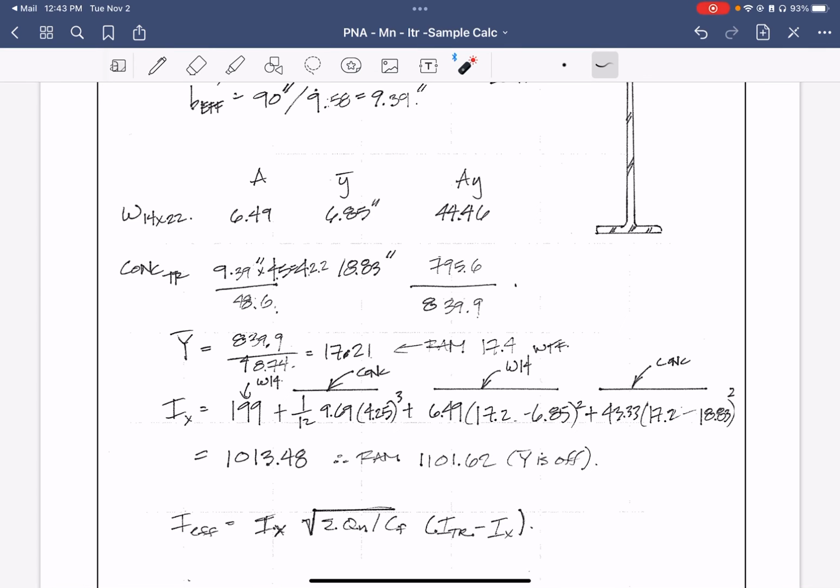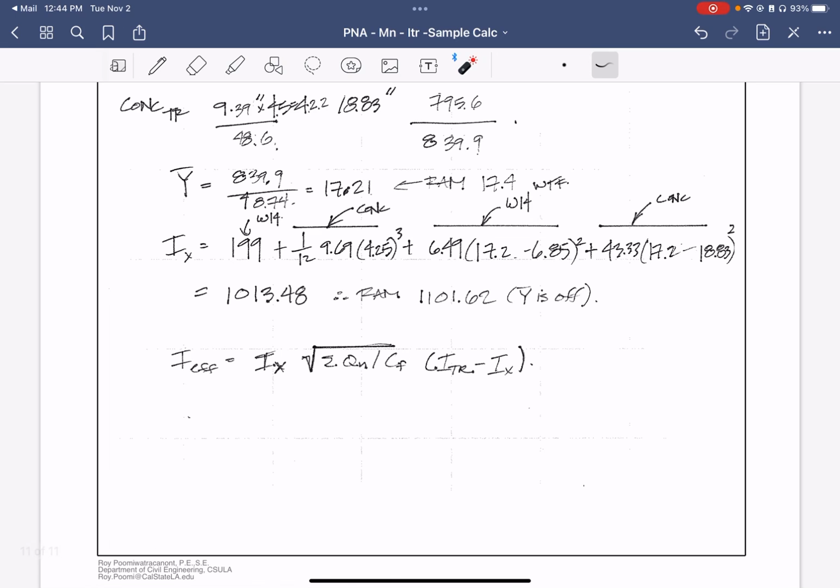Okay, so now that we have that, we have the parallel axis theorem. Parallel axis theorem says: the moment of inertia of the steel member, W14, you'll get from the steel table, plus the moment of inertia of just the concrete, plus the parallel axis term, which is A d squared. And you'll find that if it was 100% fully composite, it will be 1013.48. RAM is getting 1100.62. I think because my y is off a little, then everything's a little off.